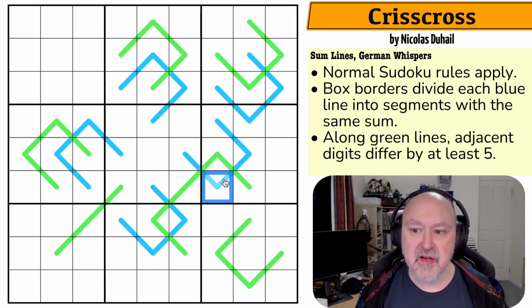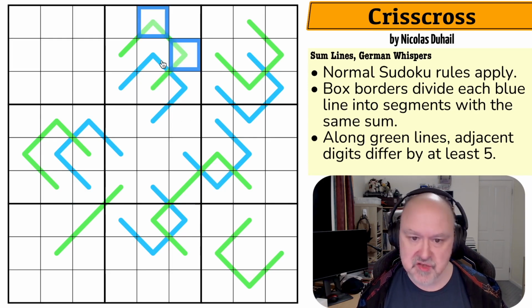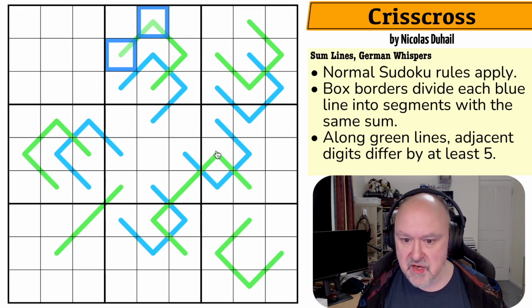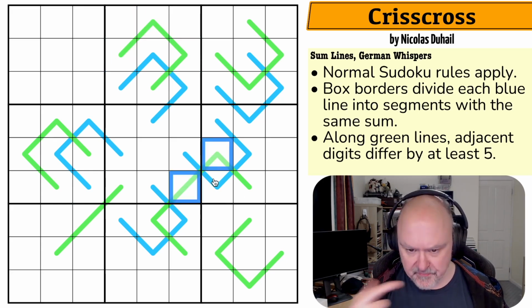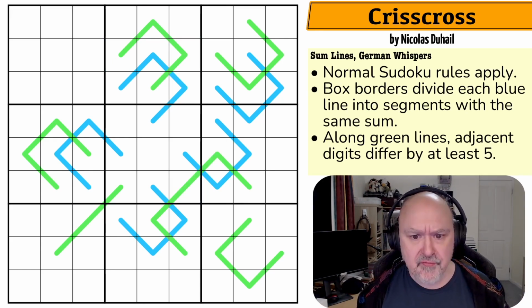And then along green lines, adjacent digits differ by at least 5. So those two digits will have a difference of at least 5. Those two digits will have a difference of at least 5, as will those, as will those. Any two cells directly connected by a green line have a difference of at least 5. That's all of the rules on this puzzle.